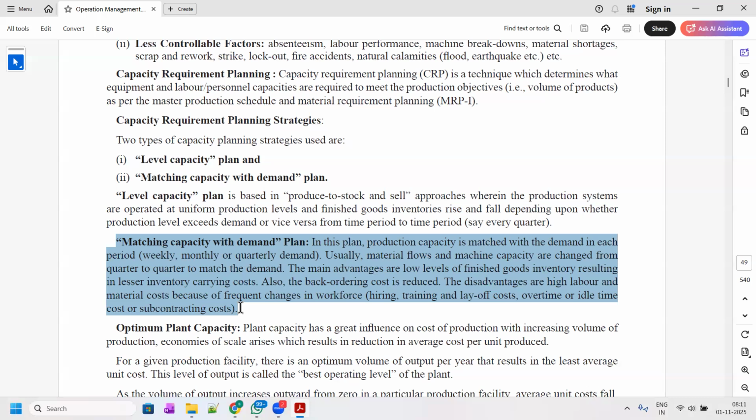So we'll check at every regular time interval, and we know that normally the material flow and machine capacity are changed from quarter to quarter to match the demand. We know that because at certain times we are not able to achieve the production that we are looking for every time. There can be some shutdowns or there can be some issues with the machine.